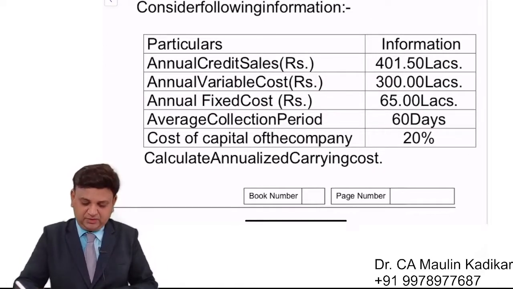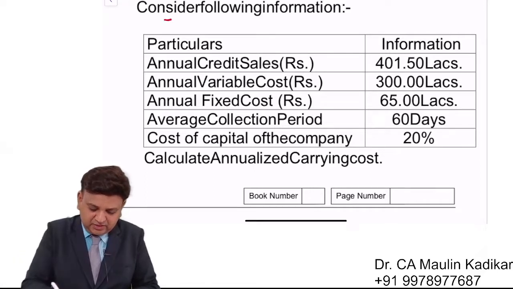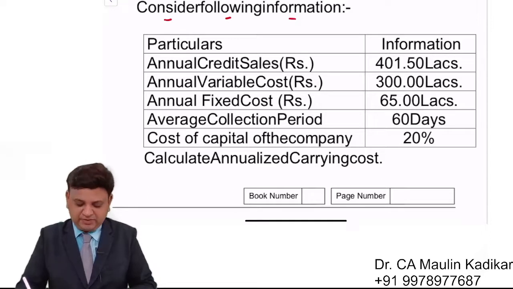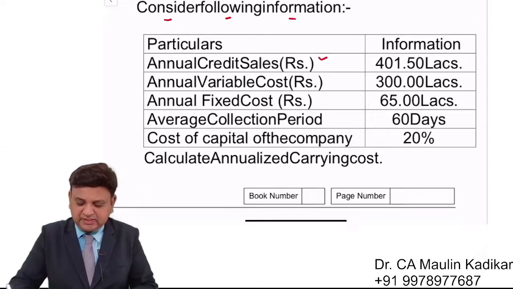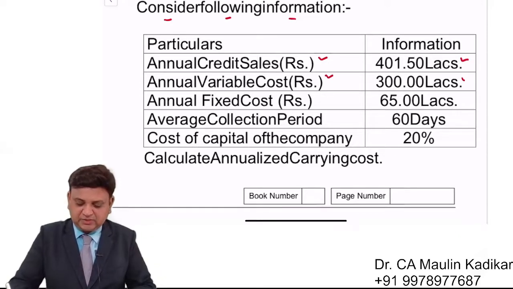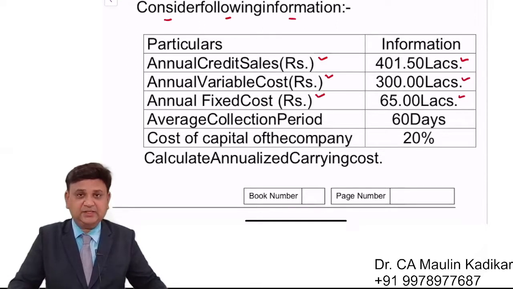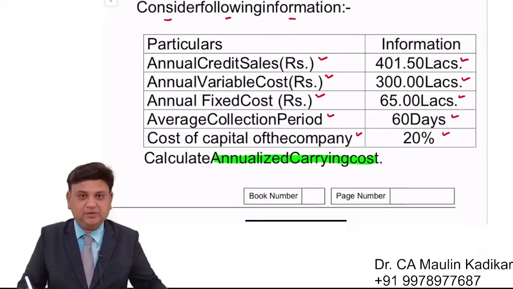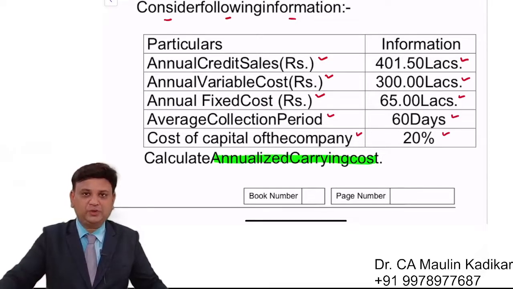Let us see a question. Consider the following information. We have been provided with a set of information. Annual credit sales is 401.5 lakhs. Annual variable cost is 300 lakhs. Annual fixed cost is 65 lakhs. Average collection period is 60 days. Cost of capital discounting rate is 20%. The question says to calculate the annualized carrying cost. I request all of you to go through the question, please.